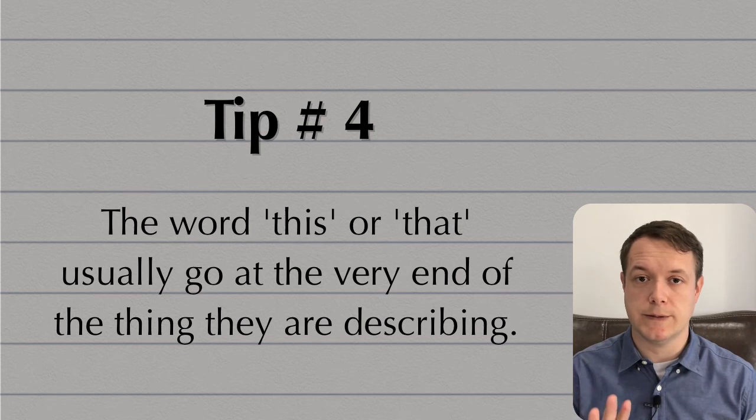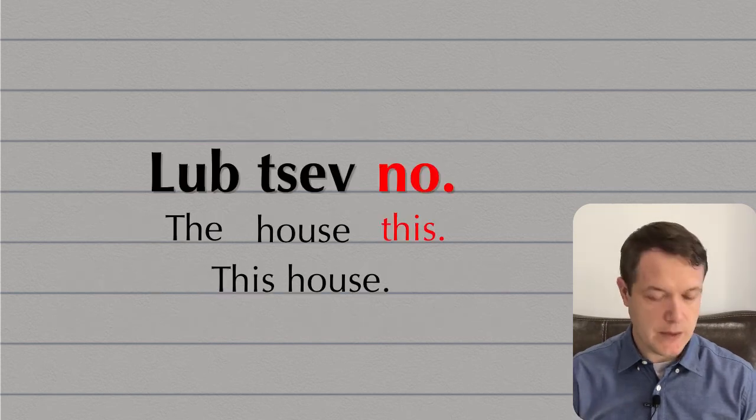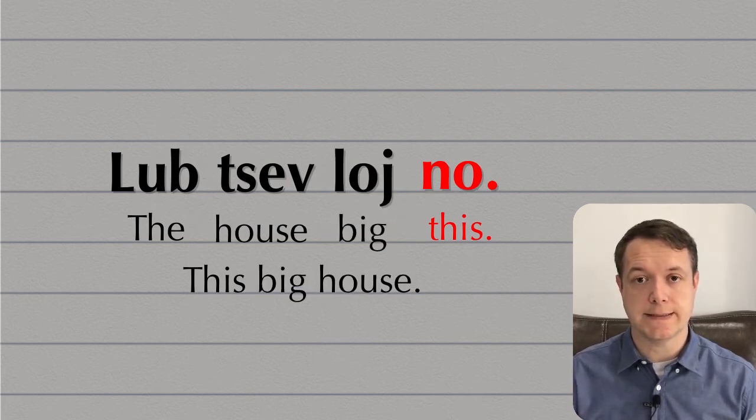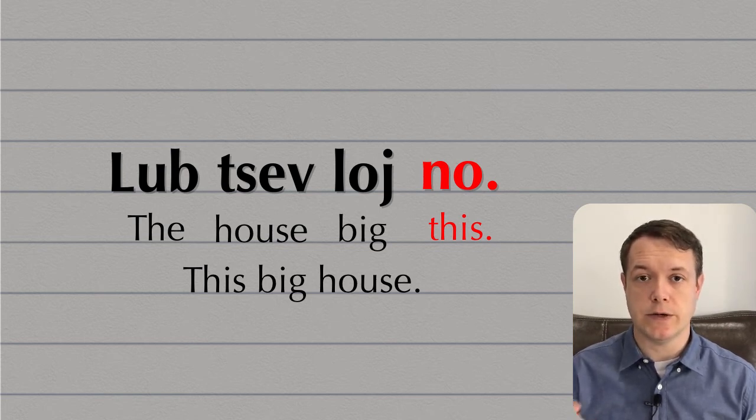So let's look at some examples for it to become clear. Lu che no. This house, or the house this. Lu che lo no. The house big this, or this big house. Notice that the word no even comes after the adjective.